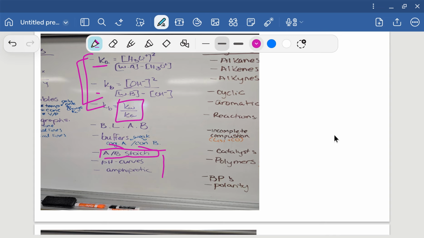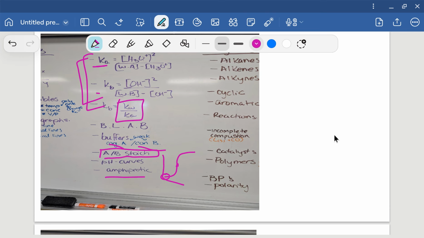So if you were looking at a pH curve, how do you know you're titrating an acid with a base? How do you know you're starting with a strong or a weak acid? How do you know you have only one equivalence point? What happens when you have more than one? If you do have something weak, where are your buffer zones? So things like that you can apply to those graphs.